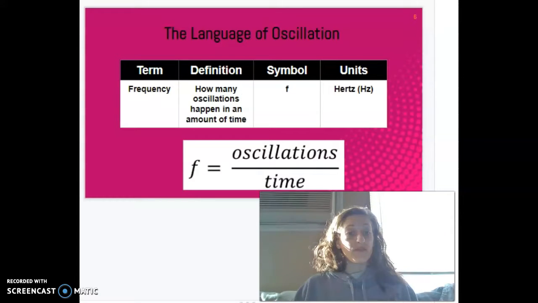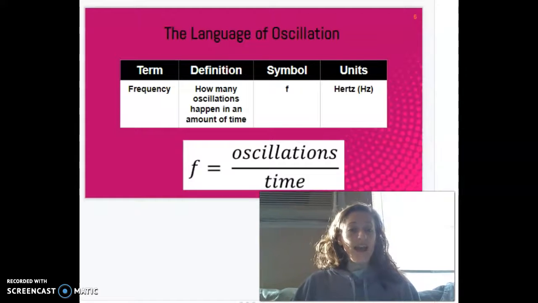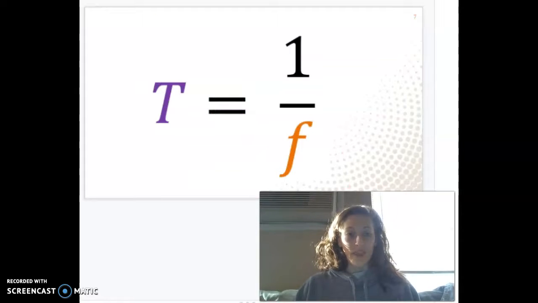The other term that we need to be familiar with is frequency. We did also talk about frequency when we looked at circular motion. And frequency is the reciprocal of period. It is how many oscillations happen in an amount of time. The symbol for frequency is the lowercase f, and we measure frequency in hertz. So it is considered per second, but we call that hertz. So this is the mathematical way that we can relate period and frequency. As I said, period is the reciprocal of frequency, where frequency is the reciprocal of period. So capital T equals 1 over f.